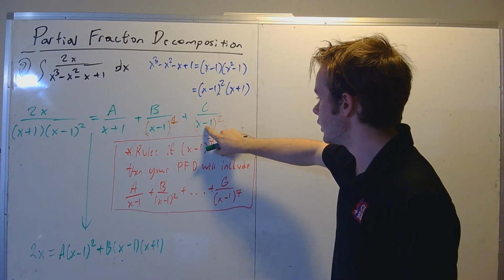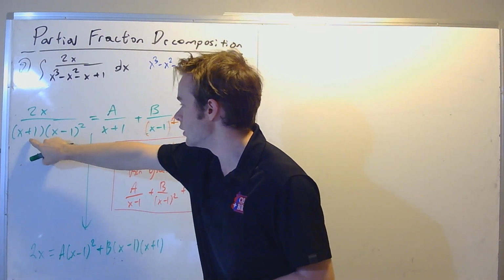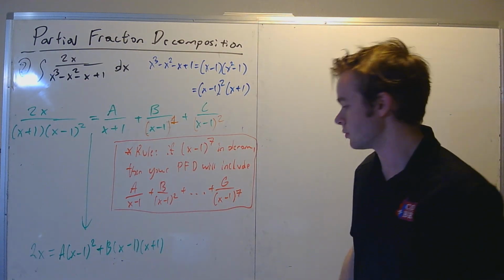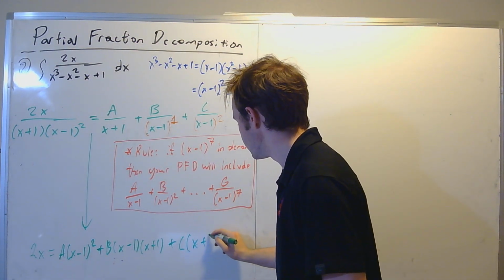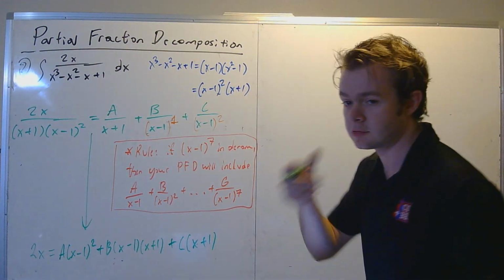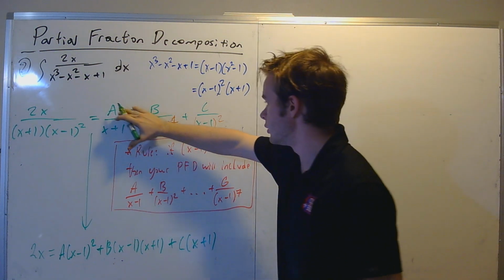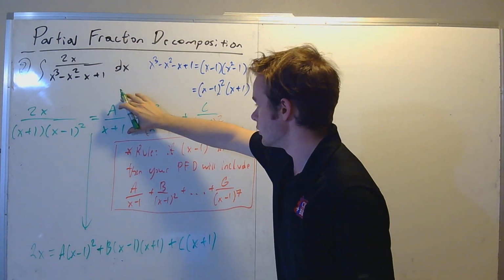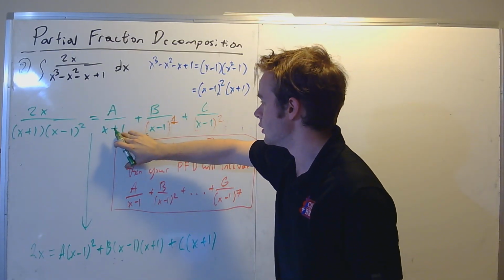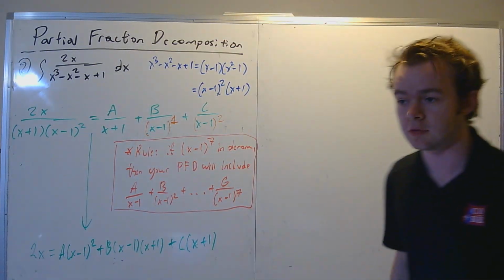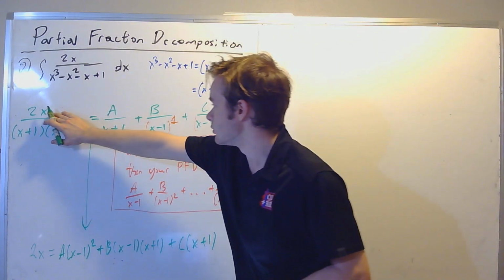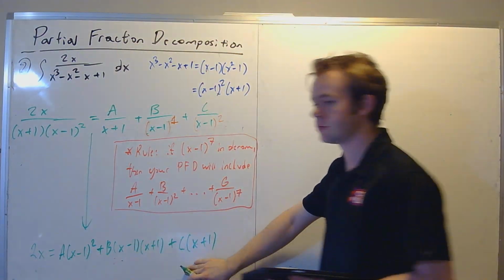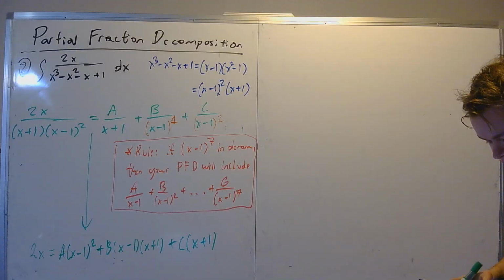If we want this denominator to look like this denominator, we need to multiply both sides by x plus 1. So we're going to have plus c times x plus 1. This is just what you have to multiply each of these fractions by to get the denominator to look like what you have on the left there. So that's the equation that we get. This numerator here is going to be equal to this thing on the right side.